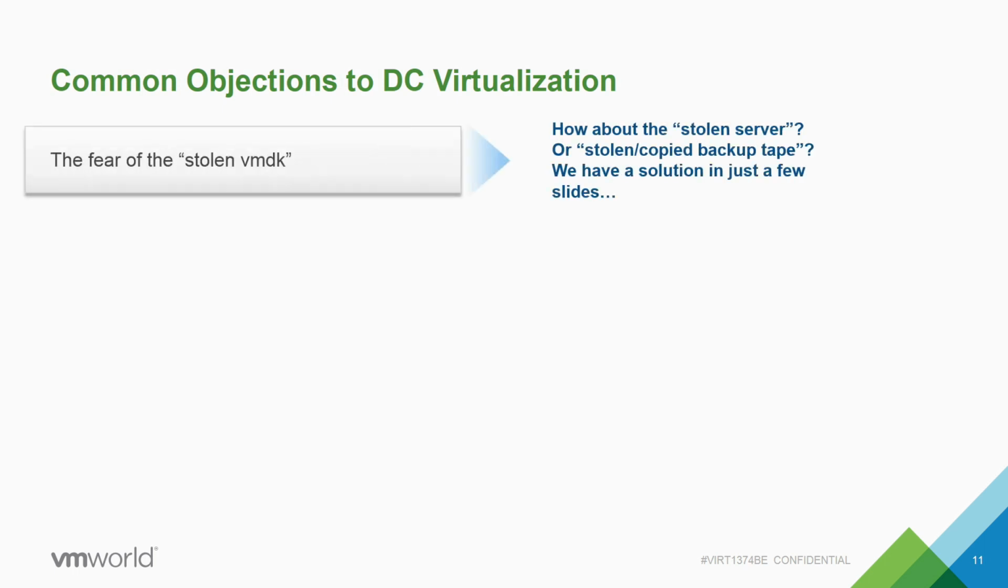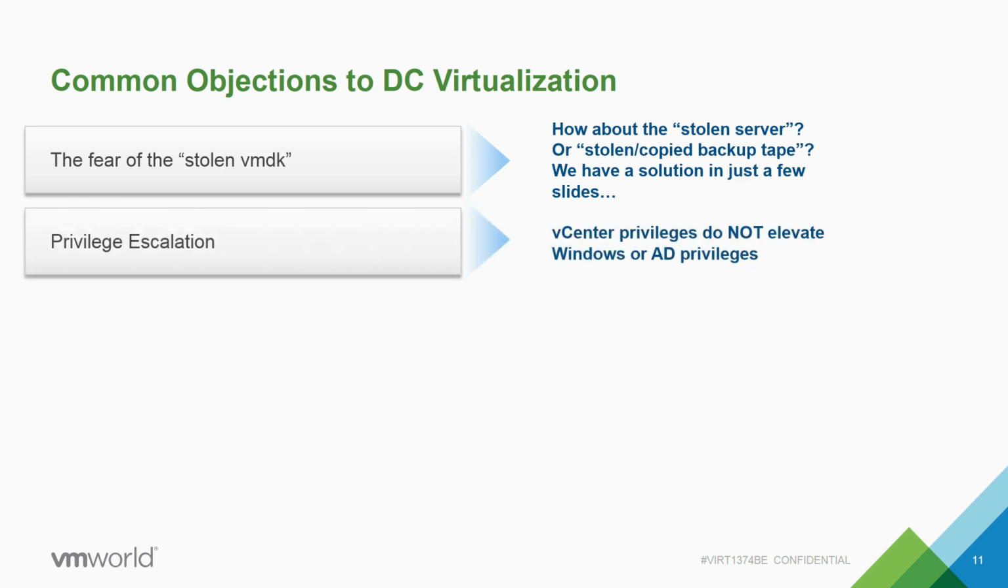This one is sort of funny, the stolen VMDK. What this means is an administrator or somebody gets access to either the storage or the ESXi host, and they take the VMDK. And now they have your whole directory database, and they can do what they want with it. That's a problem with backup tapes too, but we actually have a solution for that we're going to cover in a few slides, so put a pin in that and we'll come back to it.